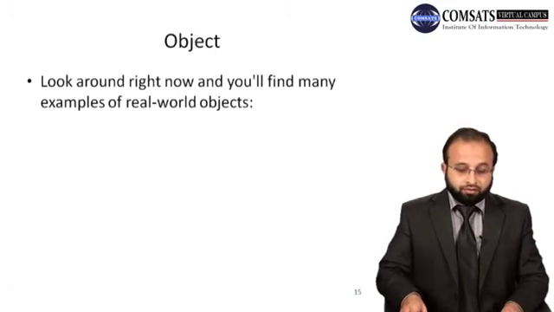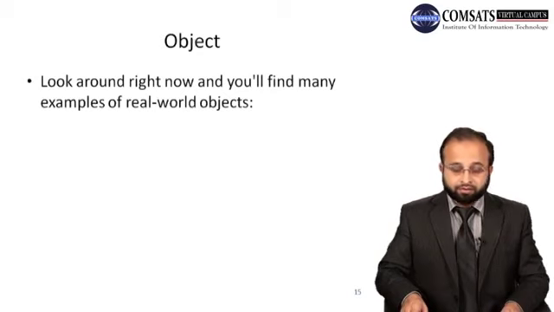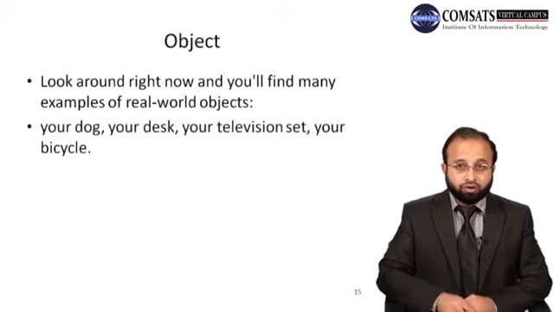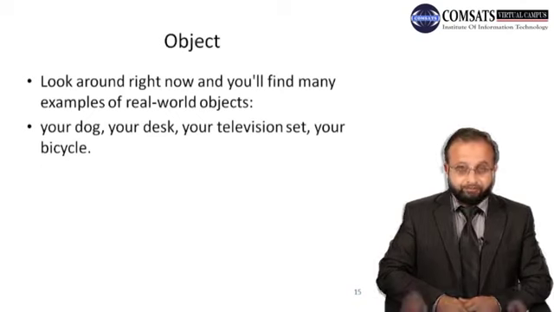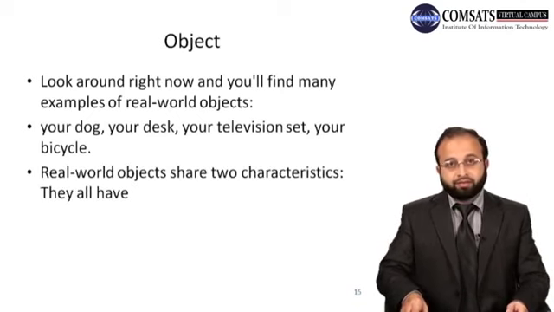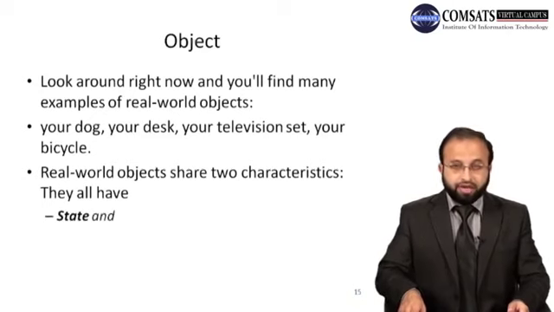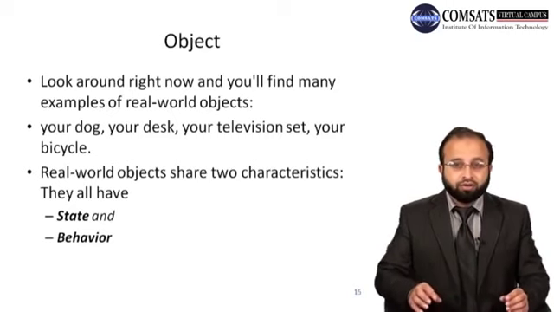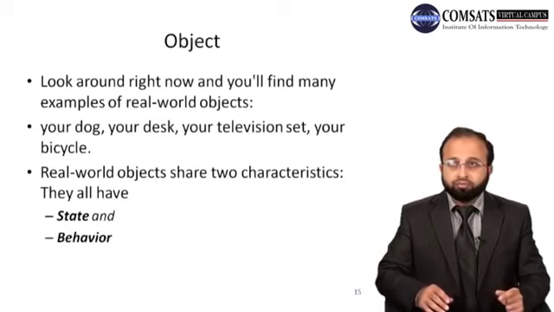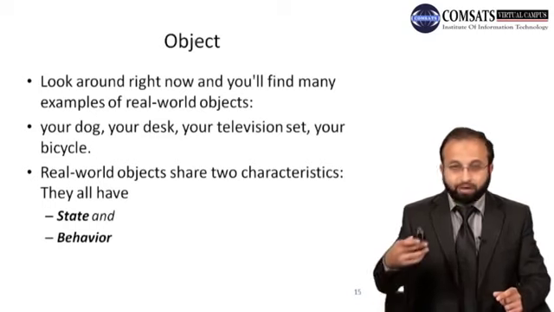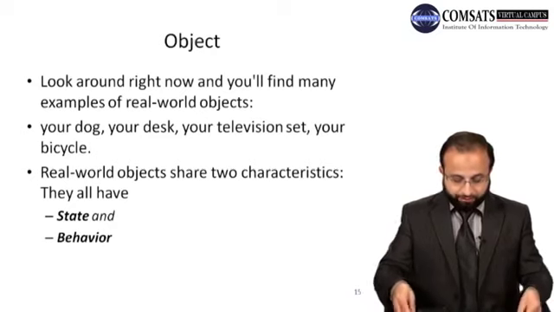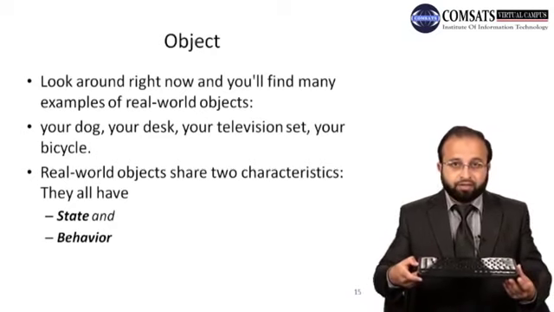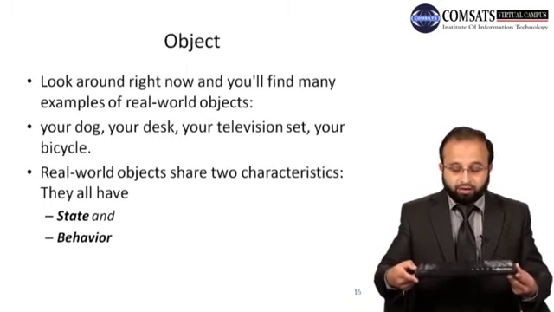Now, objects. You can look around now and you will find many examples of real world objects, right? For example, your dog, your desk, your television, your bicycle, these are all objects. Real world objects share two characteristics: they all have state and behavior. Everything in your room is an object. For example, this mouse is an object. The keyboard here is also an object. We will see which class it is an object of, but this is an object, right?